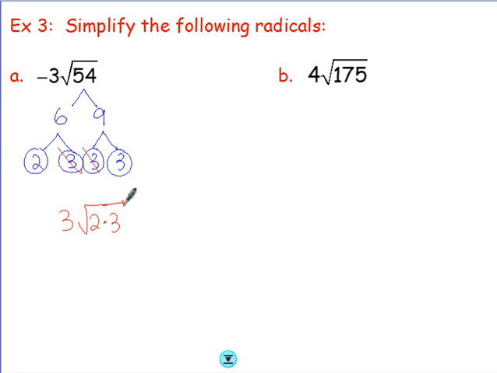Here's the only difference. This negative 3 needs to come down outside with the 3 you brought up. Multiply everything together, we get negative 9 square root of 6. So that's the only new thing today, is that extra number that might already be outside. Take a look at the square root of 175.